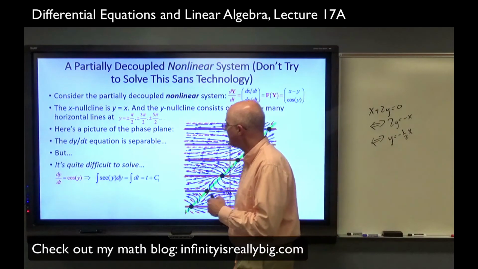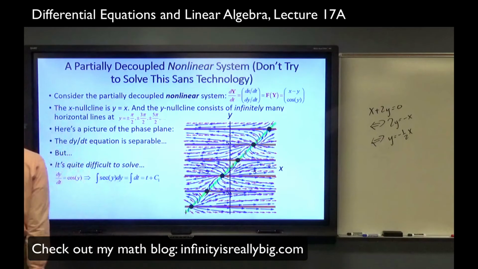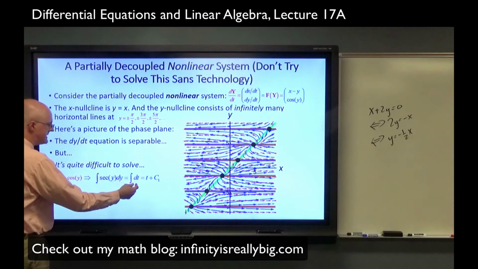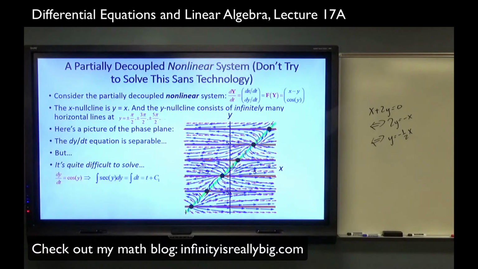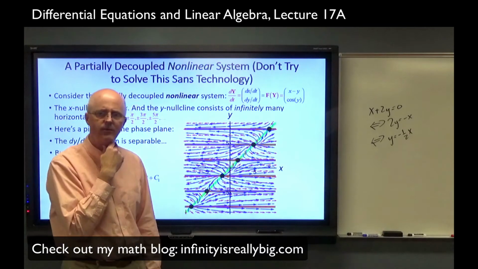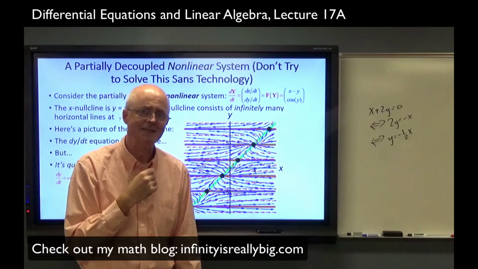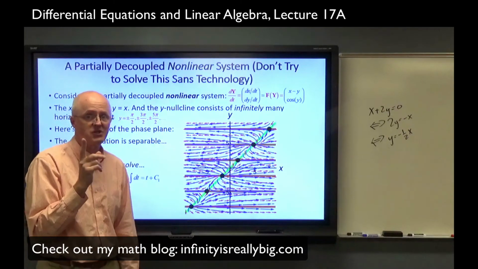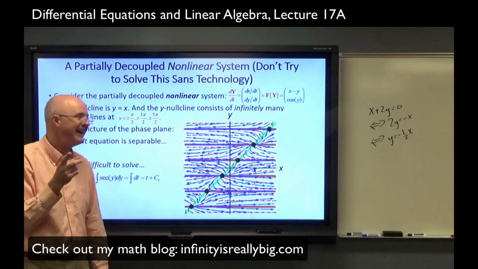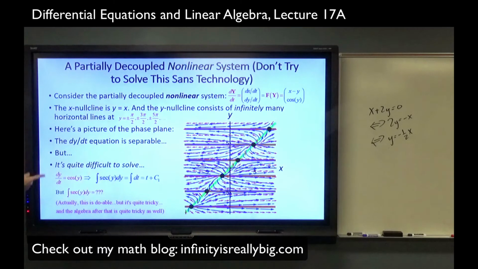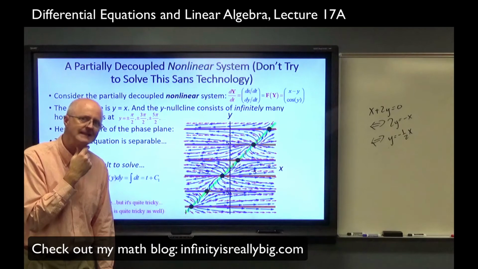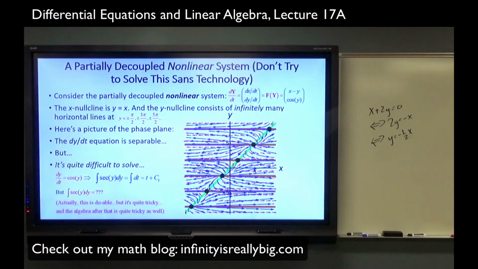Divide both sides by cosine of y is the same as multiplying both sides by secant of y, because secant of y is 1 divided by cosine of y. So I get the integral of secant of y dy is the integral of dt, which is t plus c1. But then I have to do the integral of secant of y. And if you've ever done the integral of secant of y before, you know it's not easy. There are some tricks, but they're really tricky tricks to help you do it. What is that integral? It does involve logarithms. There's a little hint. It seems really hard.